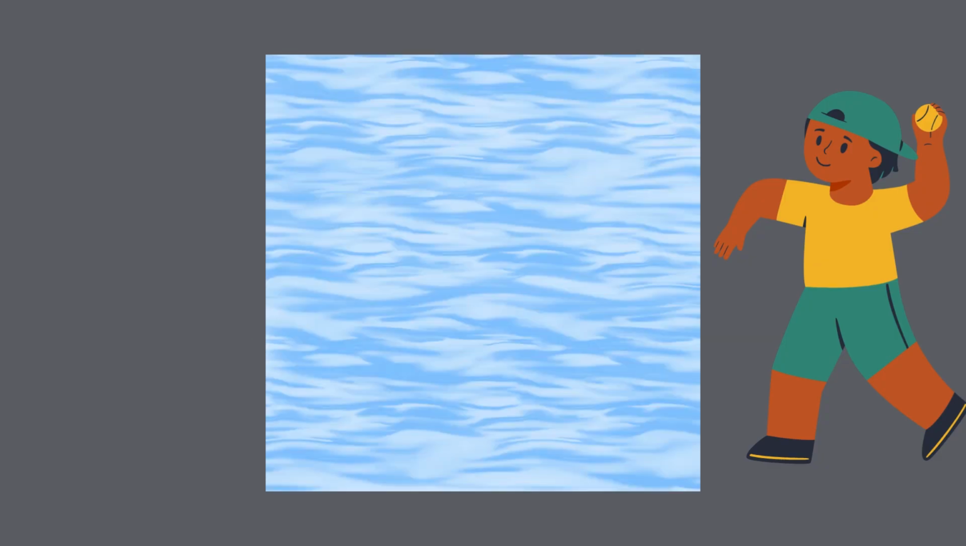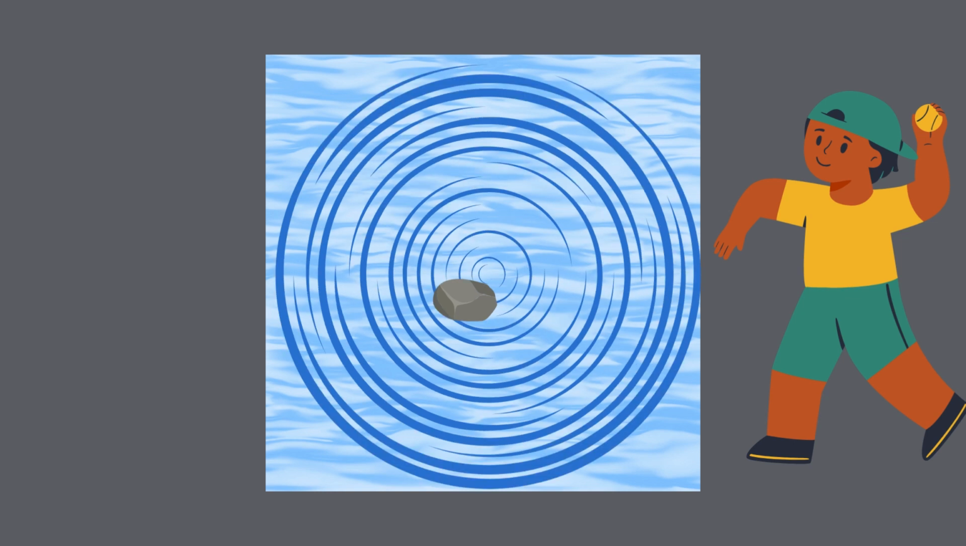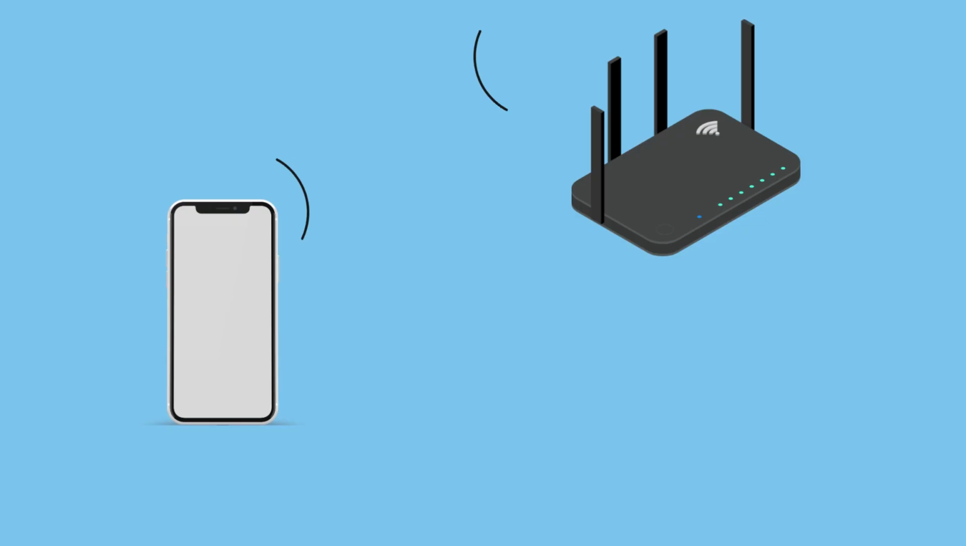Have you ever thrown a rock into water and it generates waves and a ripple, and the waves travel further? That's exactly what our devices do. All our wireless devices are constantly sending these waves back and forth to communicate.